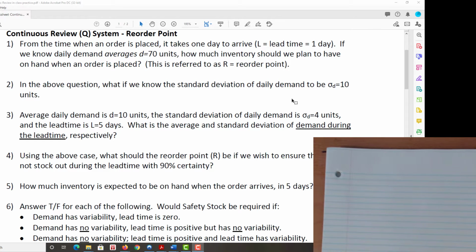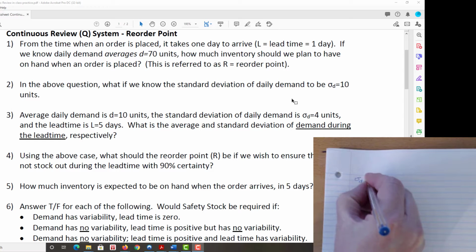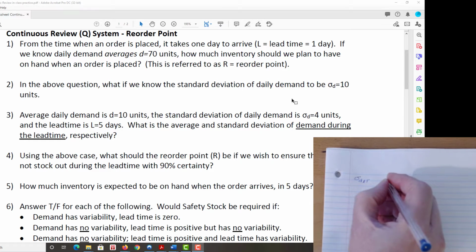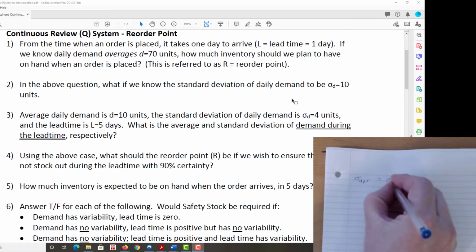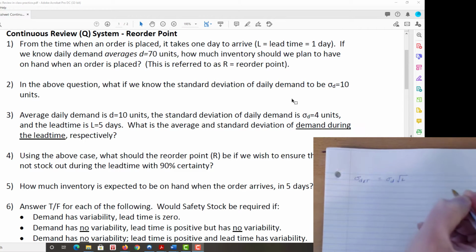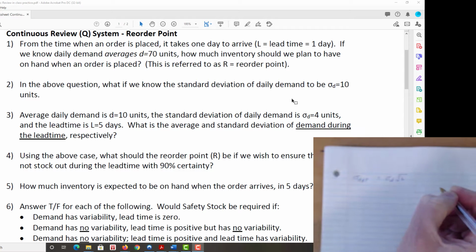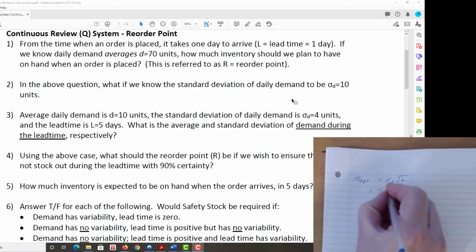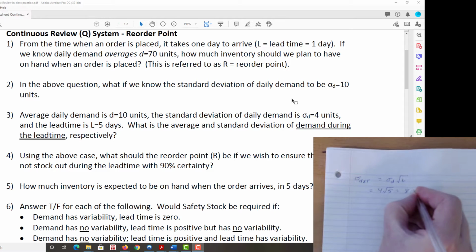Question number 3. Average daily demand is 10 units. The standard deviation of daily demand is 4 units, and the lead time is 5 days. What is the average and standard deviation of demand during the lead time, respectively? Okay, so demand during the lead time, sigma DLT. It's almost like a sandwich, right? And we know from our formulas that is sigma D times the square root of L. So far, so good. Which equals 4 times the square root of 5, and that's 8.944.